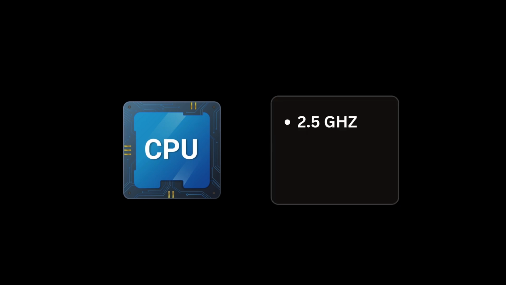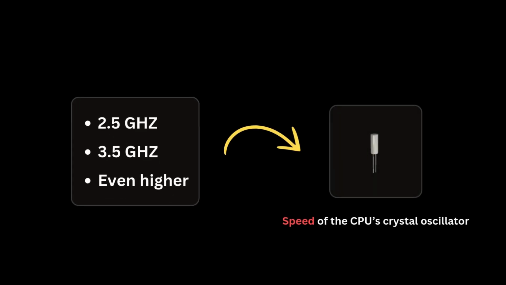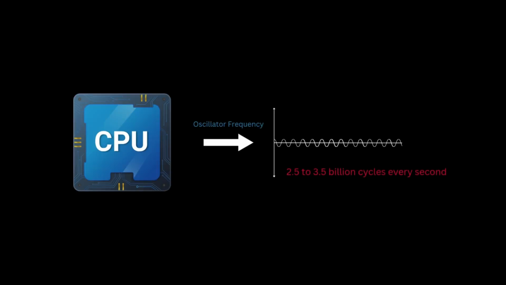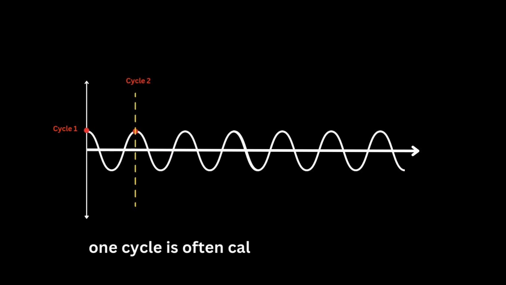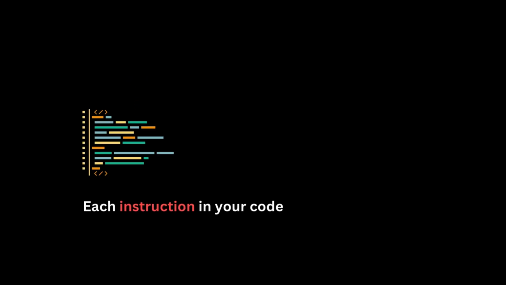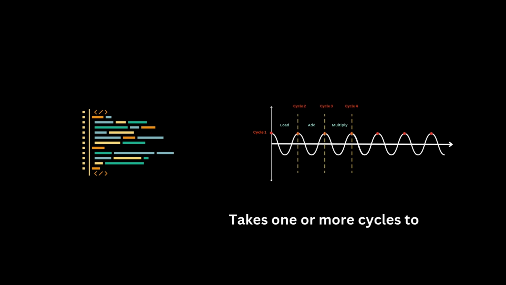Modern CPUs operate at frequencies between 2.5 GHz and 3.5 GHz, or even higher. This frequency refers to the speed of the CPU's crystal oscillator, meaning the CPU can complete 2.5 to 3.5 billion cycles every second. In a CPU, one cycle is often called a tick or a clock cycle. Each instruction in your code takes one or more cycles to execute, depending on how complex it is. To keep it simple, let's assume that each instruction only takes one clock cycle.